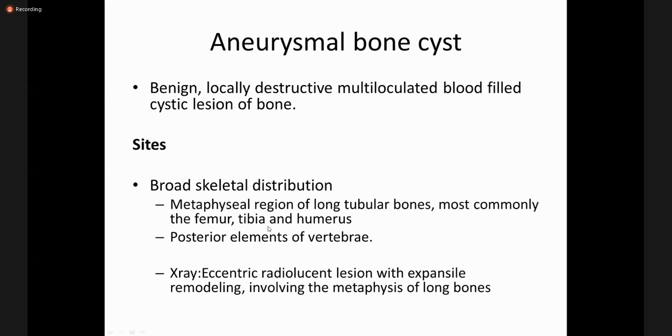Sites are usually the metaphyseal region of the long tubular bones, most commonly tibia, femur, and humerus, and sometimes it is present in the vertebrae. Usually we see ABC in small bones, and when it is present in the long bones, it may be single or may be associated with other bone lesions. On X-ray, it's an eccentric and radiolucent lesion because of the presence of blood, with expansile remodeling involving the metaphysis of long bones.